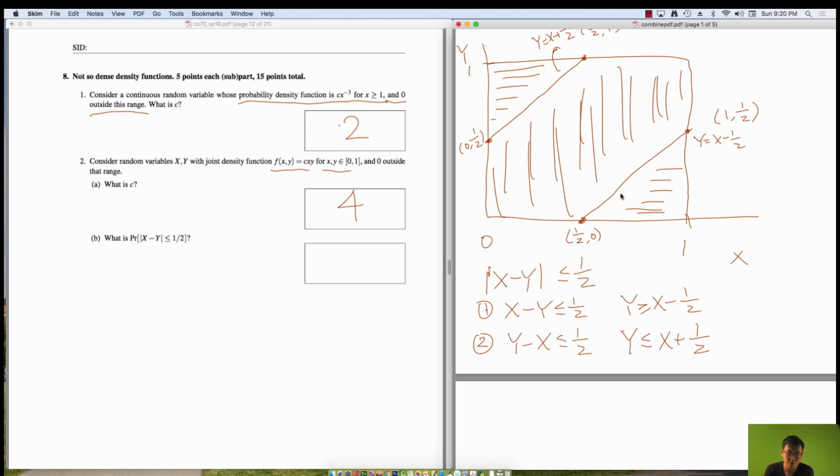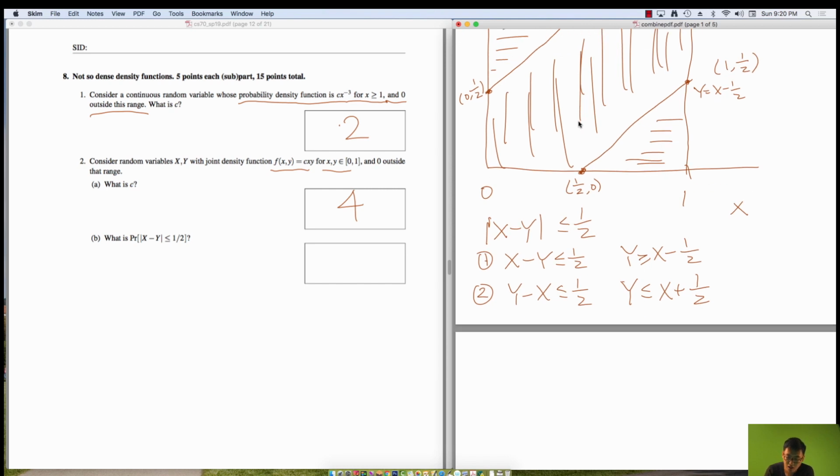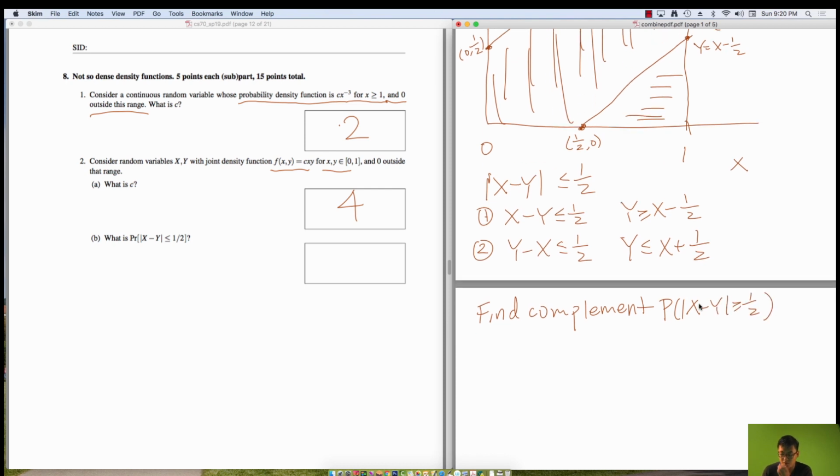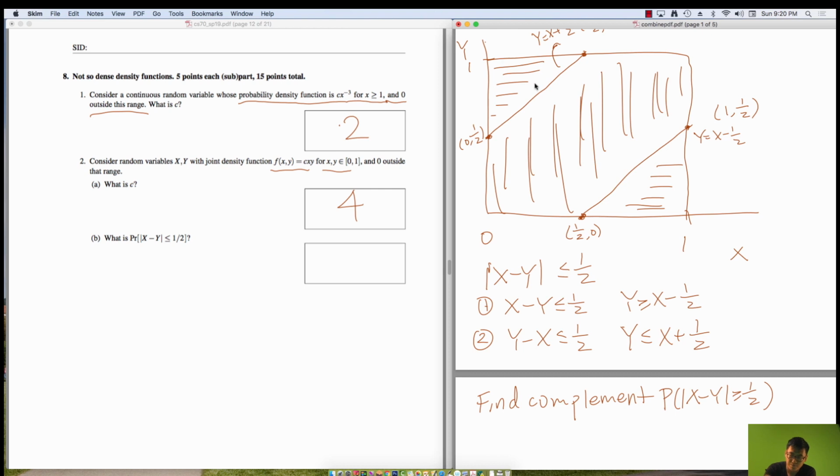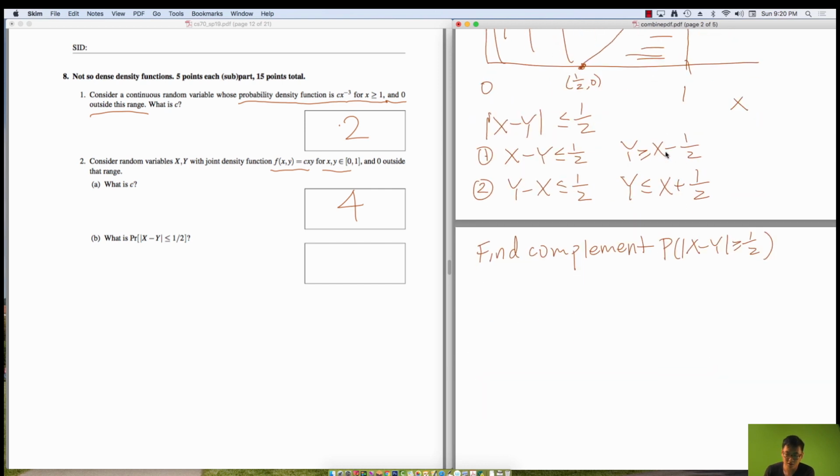So these two triangles should be easier to integrate over than this hexagon. So one strategy is to find the complement instead. So the probability of this complement should just be, we can get this by just integrating over these two triangles. So let's just do that.